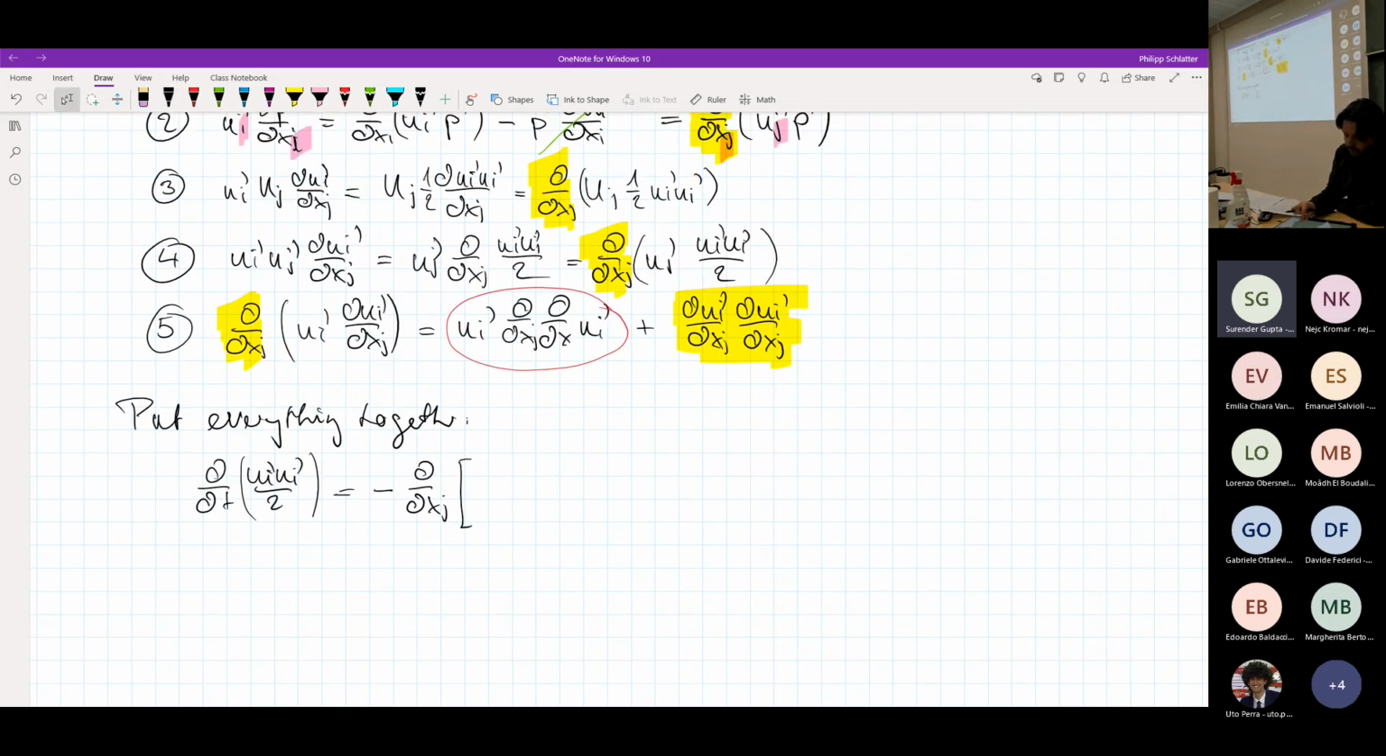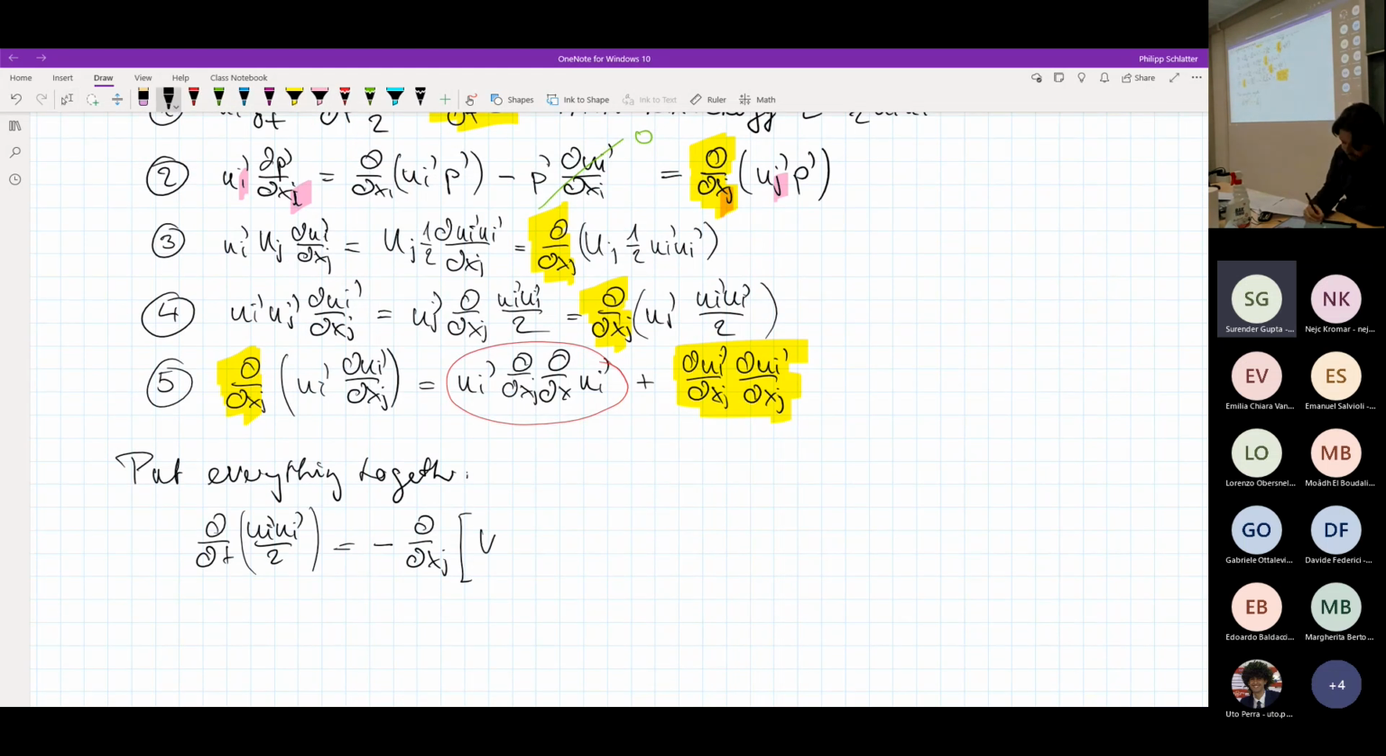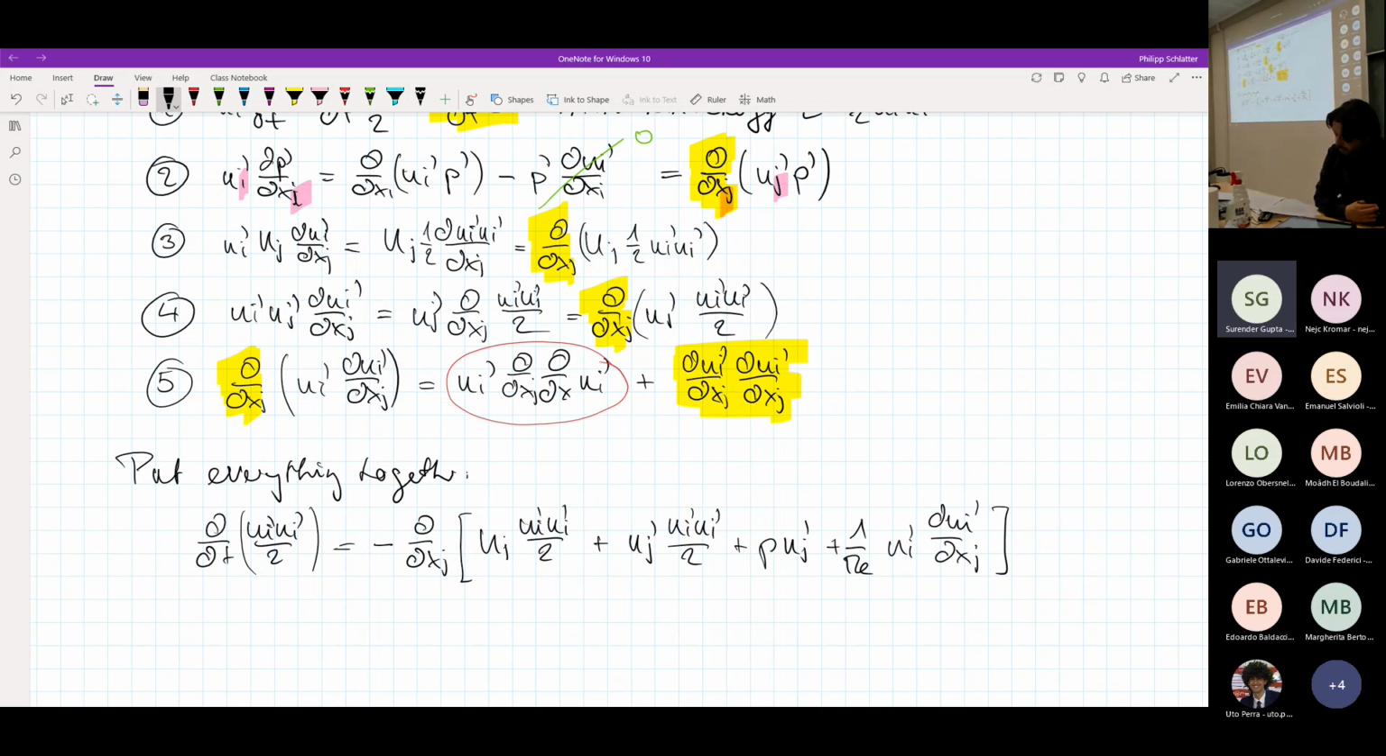So now I just need to collect all of them. I have, for instance, this one, uj ui prime prime divided by 2. I have the uj prime ui prime prime divided by 2. I have the pressure term, P times uj prime. I have 1/2 of the viscous term, so I have the 1 over Reynolds of uj dui prime prime dxj. Yeah, that's it. So these are all the terms that have the dxj outside.